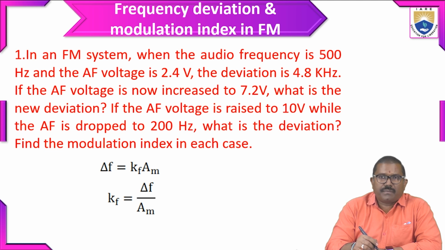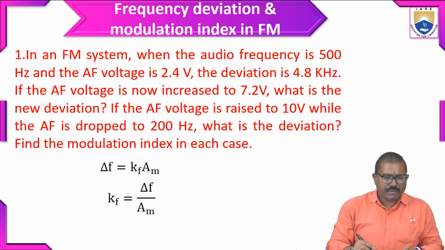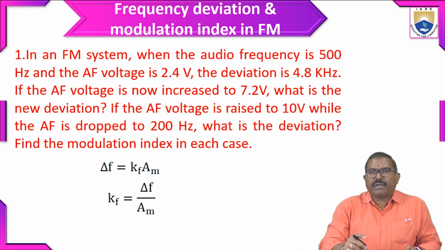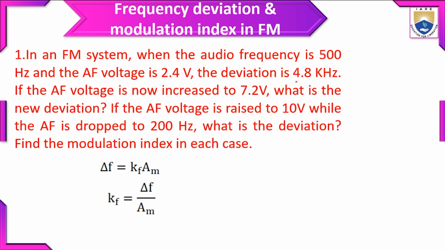Another one is beta, the modulation index. Delta F, the frequency deviation, is equal to Kf into Am. The given delta F is 4.8 kHz and Am is 2.4. From this, we find Kf, which is the frequency deviation 4.8 divided by the voltage 2.4, kilohertz per volt, so it gives 2 kilohertz per volt.